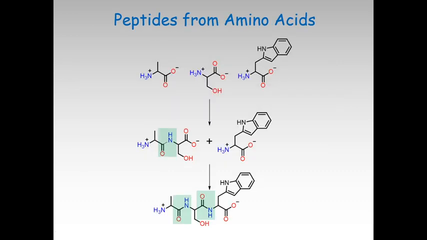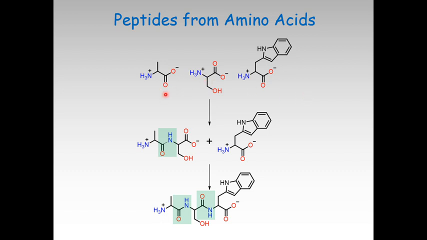So, how are peptides made? Let us consider three amino acids. This one, alanine, right? It has a methyl substituent as the R group. What is this? It's a serine, right? It has a hydroxy substituent attached to the beta carbon. This is the alpha carbon. What about this? Tryptophan, right? A very important aromatic amino acid, which is fluorescent.